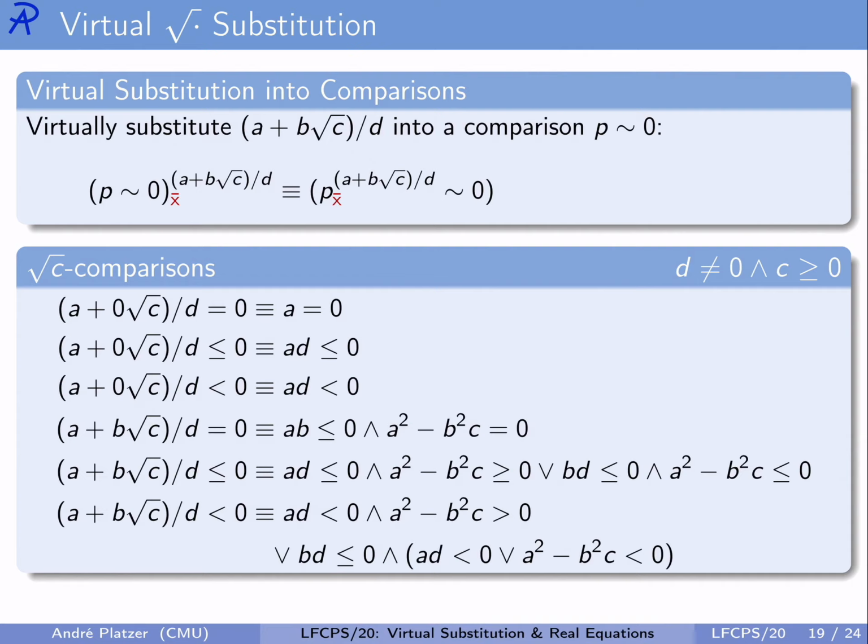So it's also true whenever this is the dominant sign, so whenever B squared C is greater or equal A squared. So this one wins over that one, and now the sign of this B and that D are opposing.